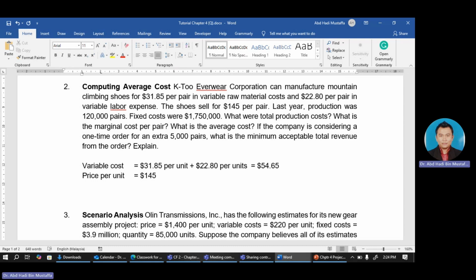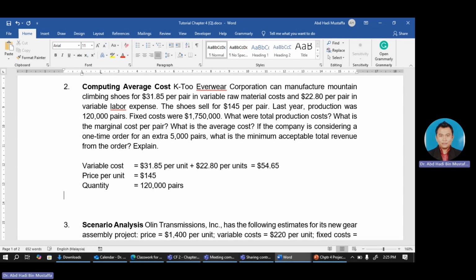Okay, the next part. Last year production was 120,000 pairs. This that indicates here is this a quantity. Yeah, quantity, which is the symbol of Q. Okay, put quantity 120,000 pairs, which is your Q.